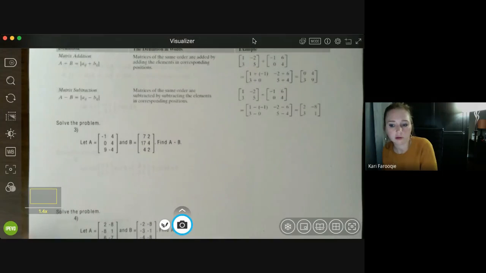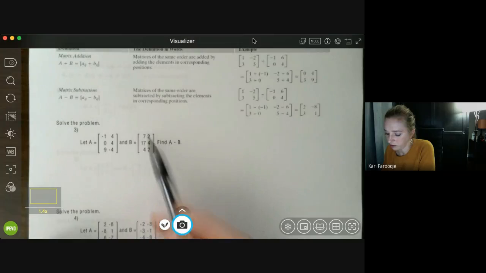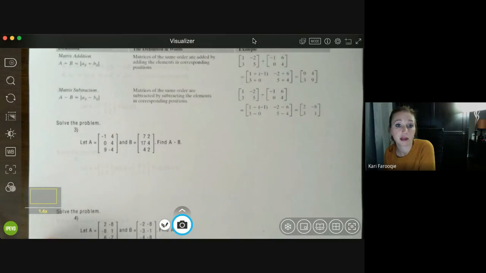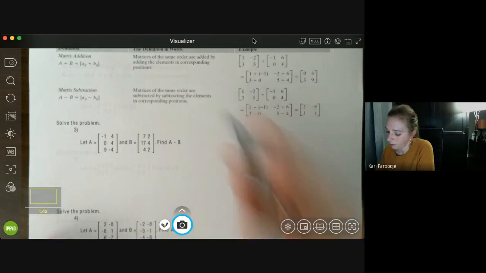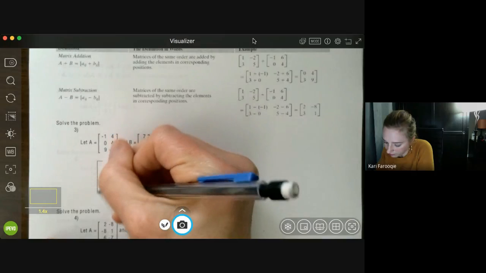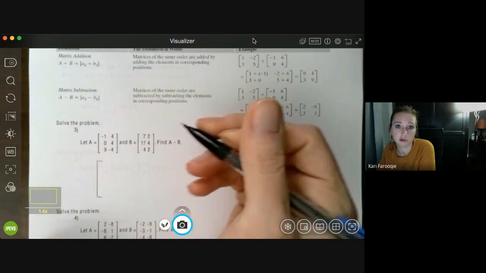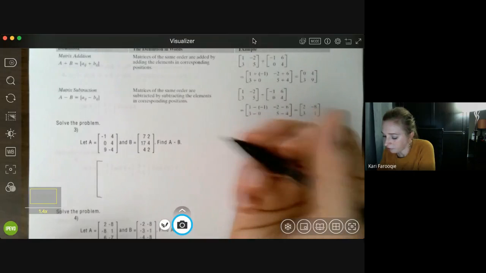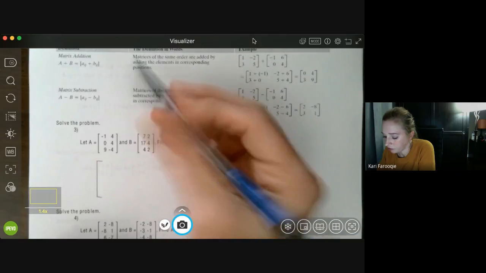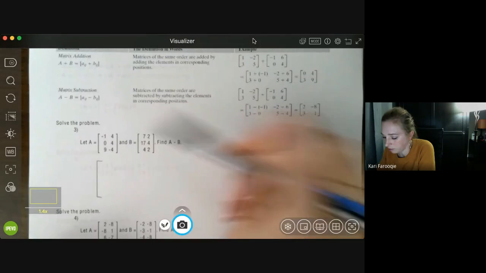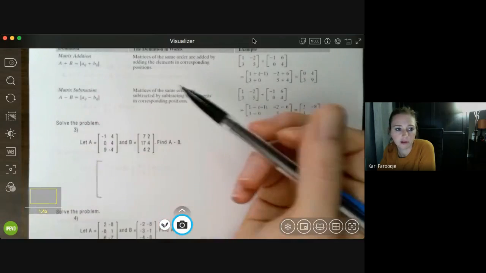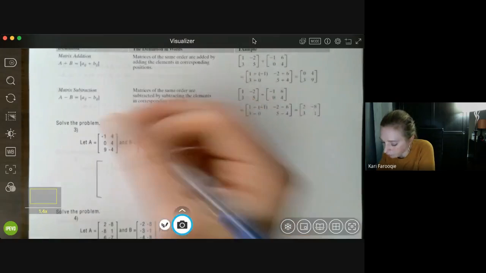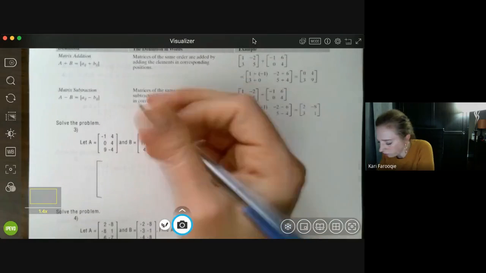So let's do number 3. We're going to let A be this matrix and B will be this matrix. Find A minus B. If you would like, and I always have students who just skip right to the answer here, that's fine. You don't have to write out all the work because you're just looking at -1 minus 7. Literally, it's just doing that. So if you don't want to write that out, that's fine. But since I'm the teacher, I'm going to write it out.